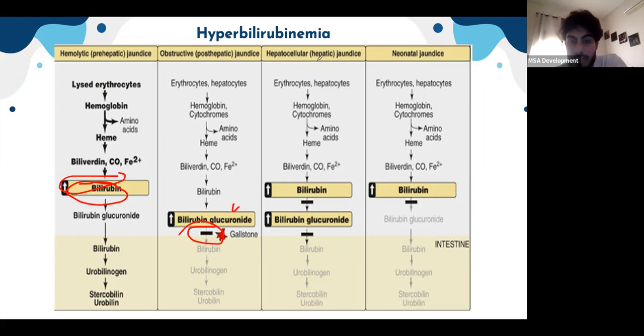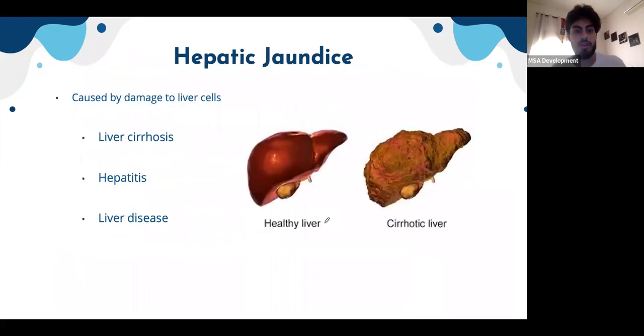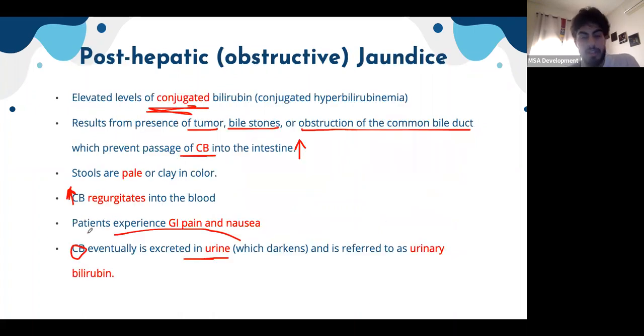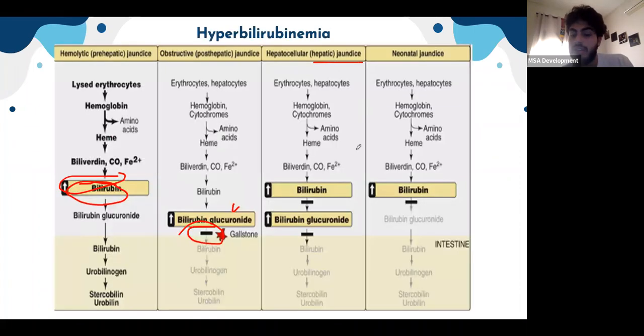Especially in hepatic jaundice, we have an increase in both bilirubin and bilirubin glucuronide. The doctor didn't really say anything about it. She only mentioned that these are parts of the disease: hepatitis, liver disease, and liver cirrhosis. But I think it's important to know that in hepatic jaundice, there's an increase in bilirubin and bilirubin glucuronide, or in other words, an increase in direct and indirect bilirubin, or unconjugated and conjugated bilirubin.